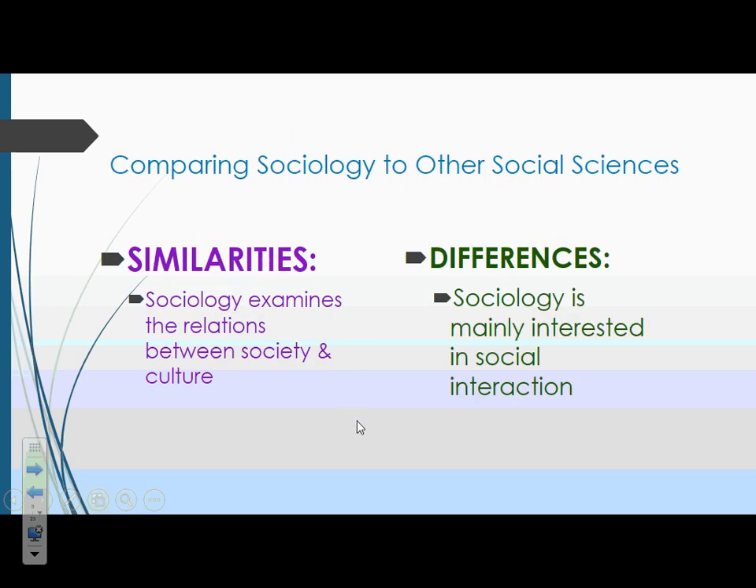So here's some similarities and differences between other social sciences. Similarities: sociology examines the relations between society and culture. The difference is sociology is mainly interested in social interaction. How people meet, how people act with each other, what it is that's important to them as groups.